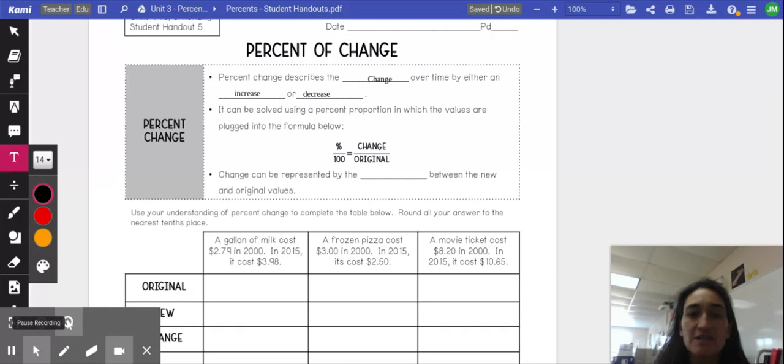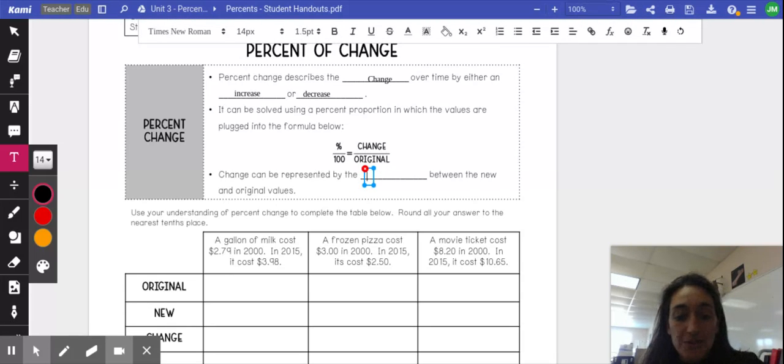Okay, guys, it can be solved by using a percent proportion in which the values are plugged into the formula below. So again, we have another formula. If you look at this, you're going to notice it actually looks like two fractions, but instead of numbers, it's got words. So the percent symbol is what we're trying to figure out because that's the percent of change. It's over 100, and that's going to be equal to the change that we see divided by the original. So change can be represented by the difference between the new and the original values.